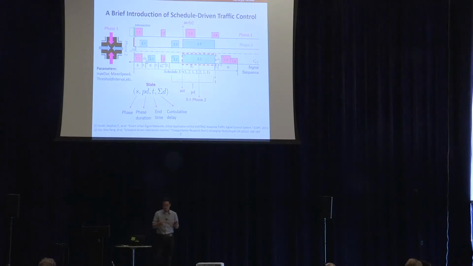So by transiting between different states, we want to compute a schedule to minimize the cumulative delay here. And the delay for each cluster is the number of vehicles multiplied by the actual starting time minus the arrival time.